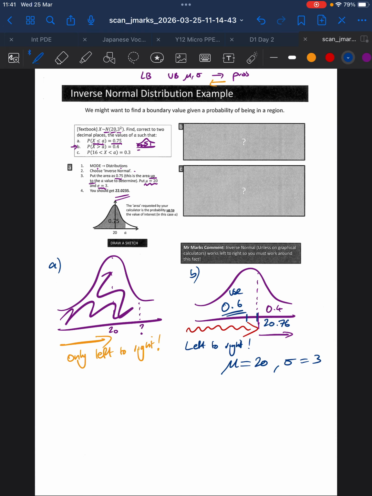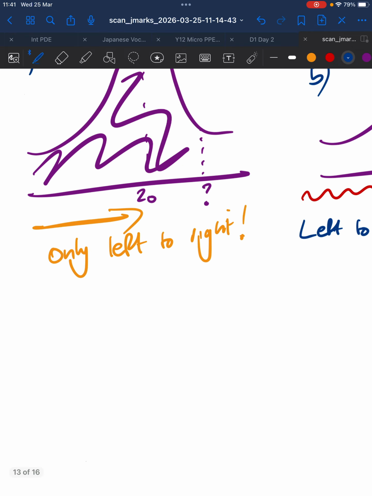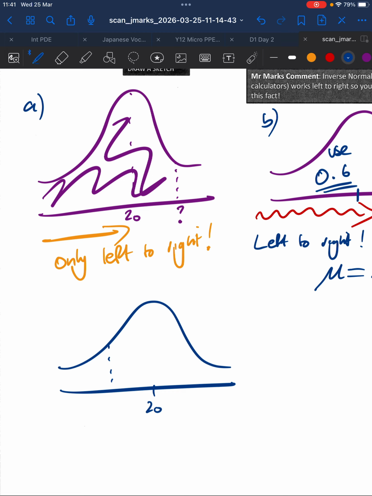Finally, let's try something trickier. So being between 16 and some value needs to be 0.3. Okay, so being between 16 and some value, let's sketch this first. So 20's here, 16's here somewhere, and some value. Now, I don't know where A is, all right? I don't know if A is here or here or here. I know it's around there somewhere. I'm going to guess that it's about there. It's sort of an educated guess.